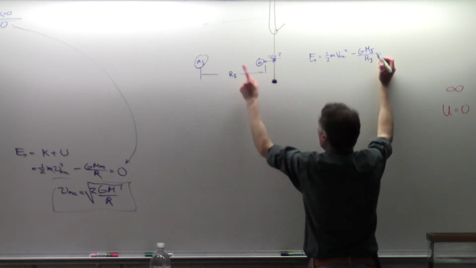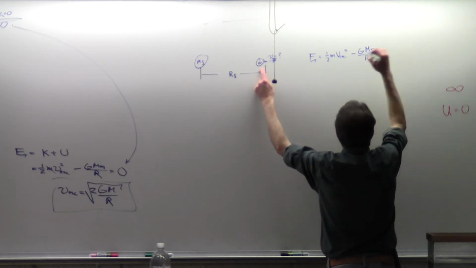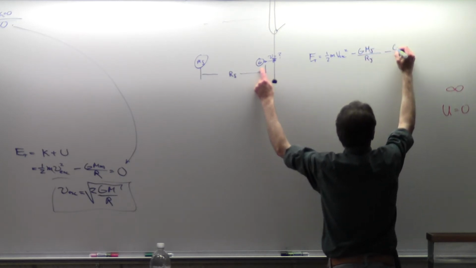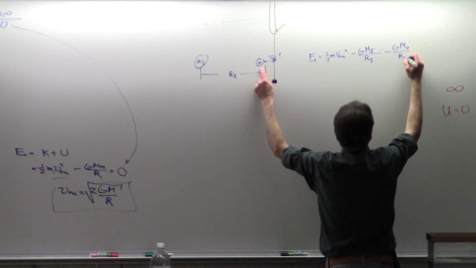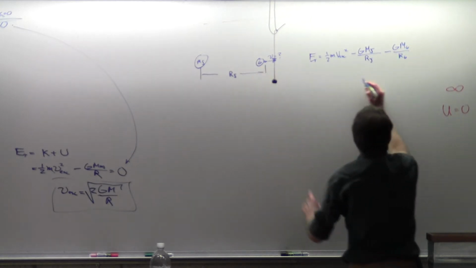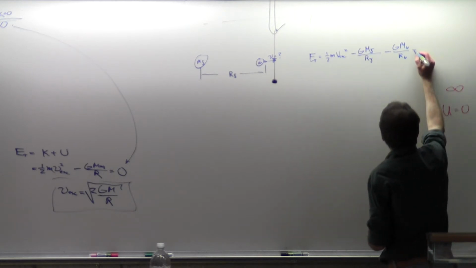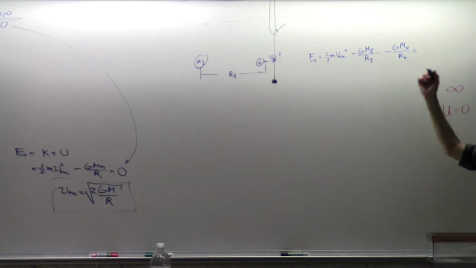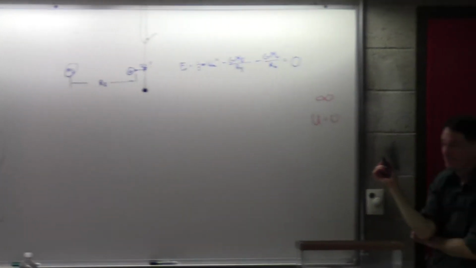But we're also escaping not only Jupiter, we're also escaping Ganymede. So there's going to be another term here, minus big G, the mass of Ganymede, all over the radius of Ganymede. And then if I want to escape, I want to set my total energy equal to what? 0. And so that's going to be key in doing the problem.